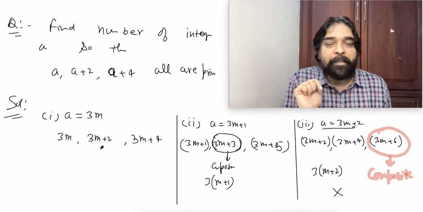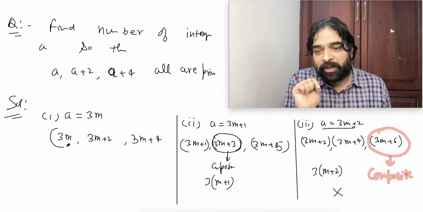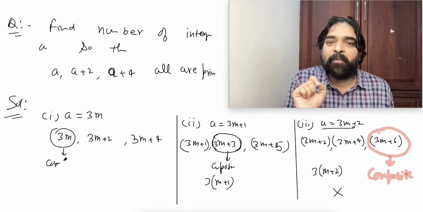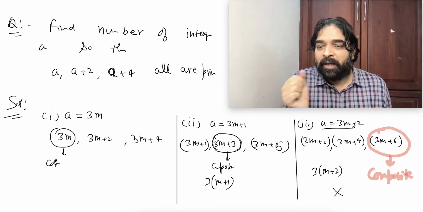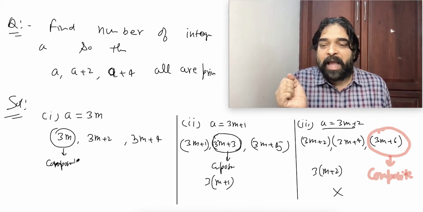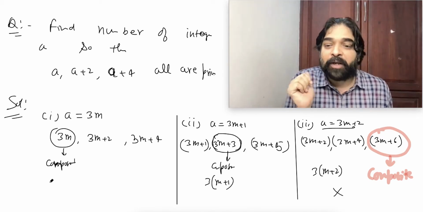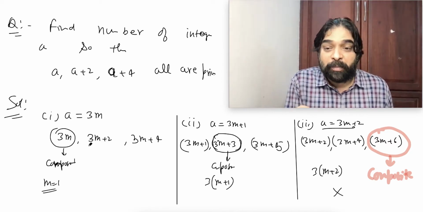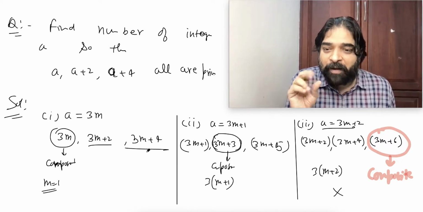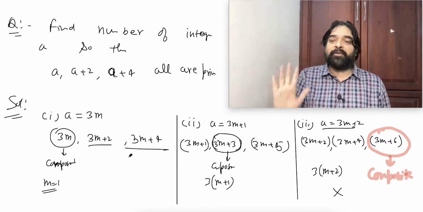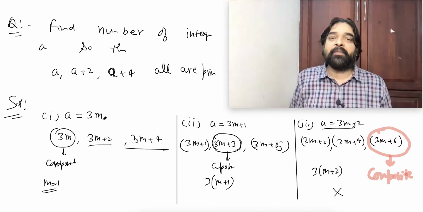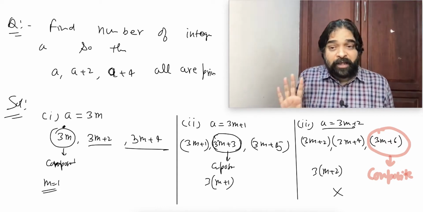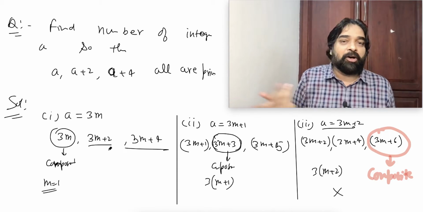Now coming to this. Here, I cannot comment on these 2, but I can comment very much on this. This is composite except one value of m. What is that? M equal to 1. If m equal to 1, this will be prime. M equal to 1, this will also be prime. M equal to 1, this will also be prime. Perfect. Only one value is there: when m equal to 1, all 3 will become prime. If m is not 1, this will always be composite. So all 3 cannot be prime.